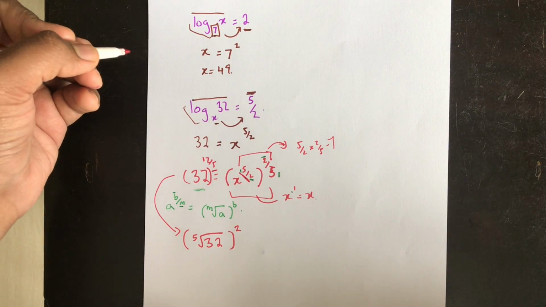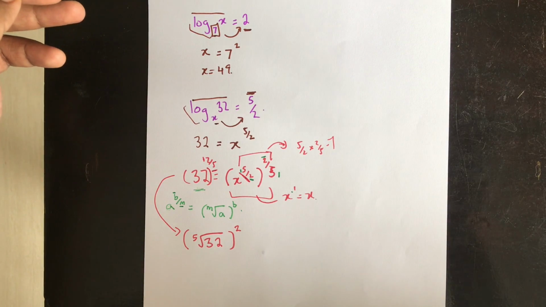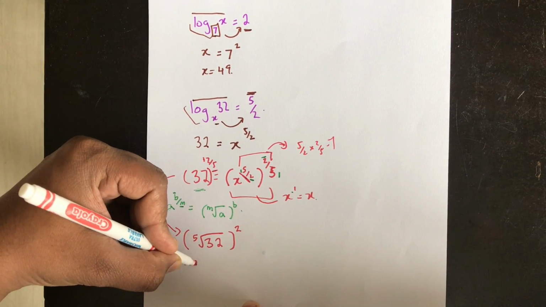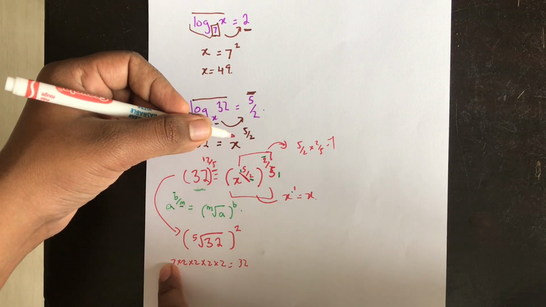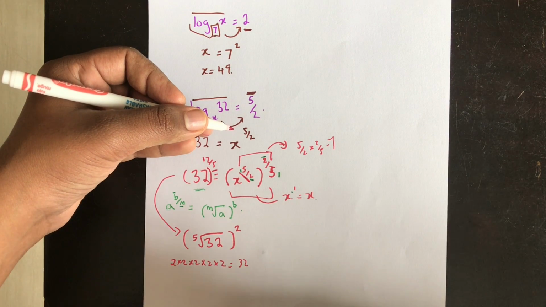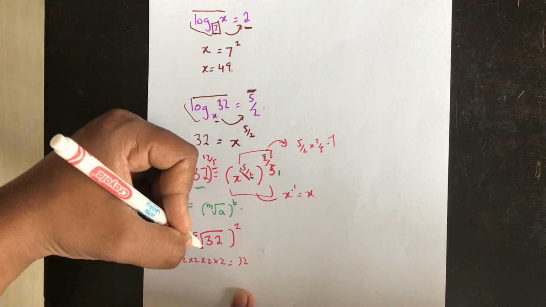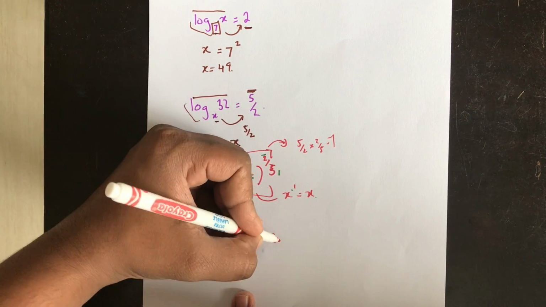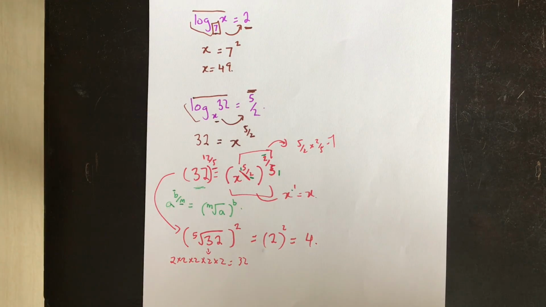What is the fifth root of 32? Any number times itself 5 times giving us 32. 2 times 2 times 2 times 2 times 2 is equal to 32. 2 times itself 5 times is equal to 32. Therefore the fifth root of 32 is equal to 2, and now we are squaring it. So 2 squared is equal to 4.